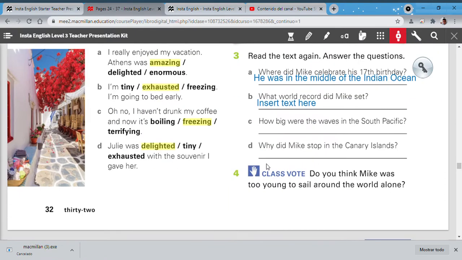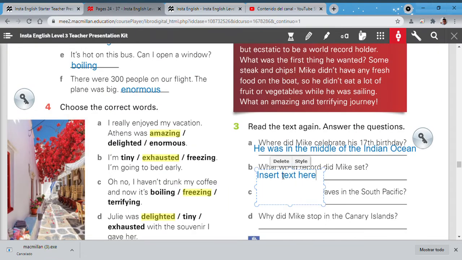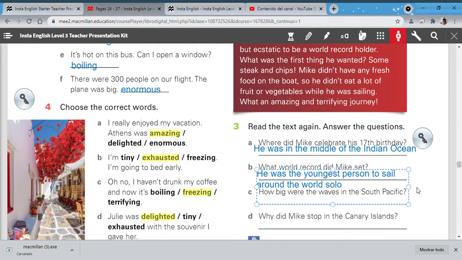Here. Perfect. Let's see. The answer was he was the youngest, no? He was the youngest person to sail around the world solo. Perfect. That's the idea, okay? That's the idea.